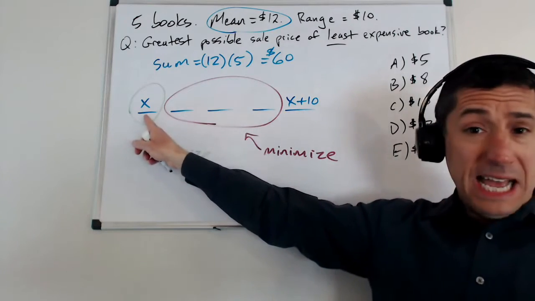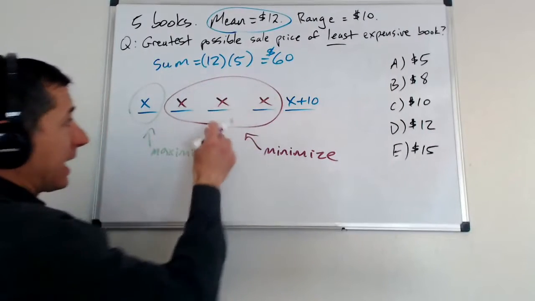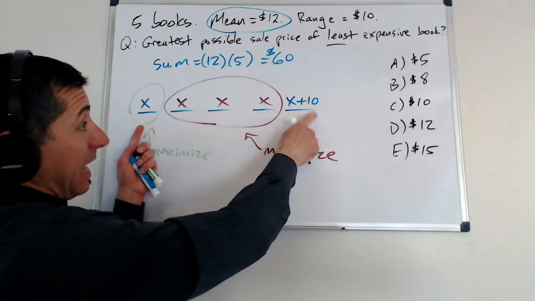Well, just X, right? So if I repeat the same number 4 times, great. I get 4 that are X. These are minimized. That's going to maximize this guy. And all I have to do is the math here.